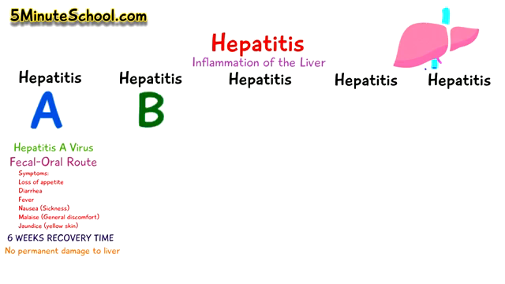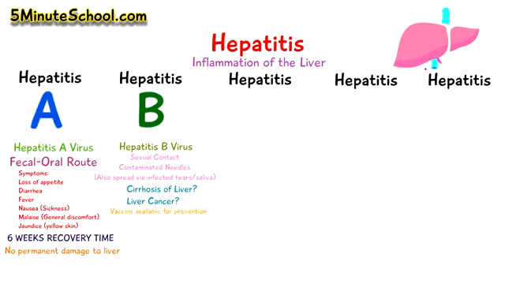Hepatitis B is caused by the hepatitis B virus, and it's spread mainly by sexual contact and contamination from syringes and blood transfusion equipment. It can also be spread via tears and saliva. The hepatitis B virus can be present for a lifetime, and it can result eventually in cirrhosis of the liver and potentially liver cancer. However, there are vaccines which are available to prevent the initial infection with hepatitis B.